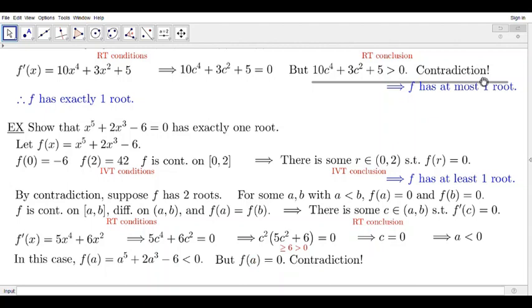Contradiction. f having 2 roots is impossible. Therefore, f has at most 1 root, and f has exactly 1 root, therefore. Alright, almost done here with Rolle's theorem.